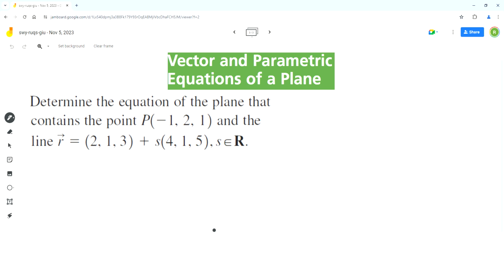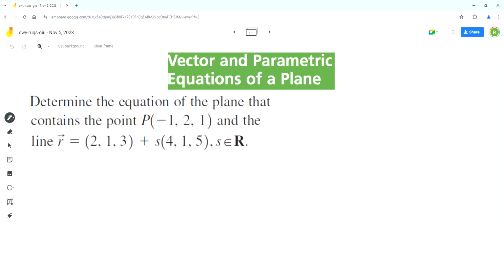So in this video, we'll solve this problem using the concepts of plane. As per the problem, determine the equation of the plane that contains the point P and the line r = (2, 1, 3) + s(4, 1, 5). S is a parameter and it can be any real number.